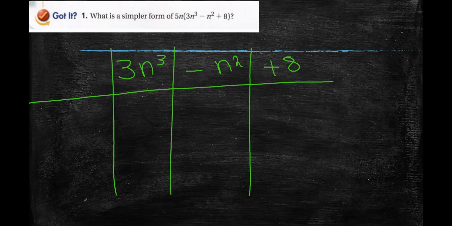Then here we have 5n. I will write the 5n here. This is the first step. Then I will multiply 5n with 3n cubic.